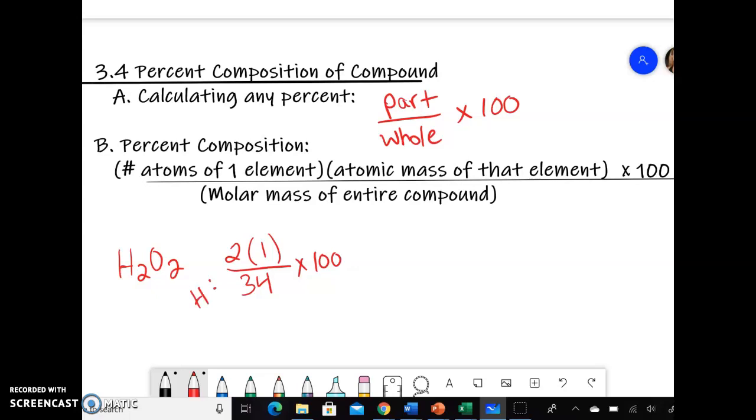And then you would do the same thing for oxygen. So oxygen is about 16, like I said, times 2 is 32, divided by the total times 100. And you can see that the percentage of oxygen is going to be way bigger than the percentage of hydrogen. And that's how you do percent composition. And like I said, sometimes they call it percent by mass.